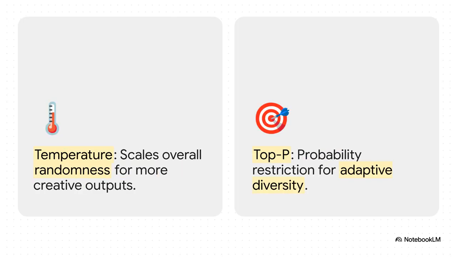Here's another highly testable GenAI concept for you: inference parameters. Please, whatever you do, do not confuse these two. Temperature scales the overall randomness across all the tokens. So a higher temperature simply makes the output more creative and unpredictable. Top P, however, is a probability restriction. It limits the model's token choices to a specific cumulative probability threshold, which balances diversity with accuracy. Basically, if you want consistent randomness across the board, you tweak temperature. If you want adaptive diversity that still stays close to likely outcomes, you adjust Top P.